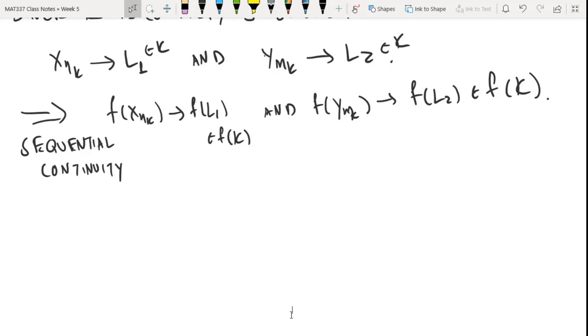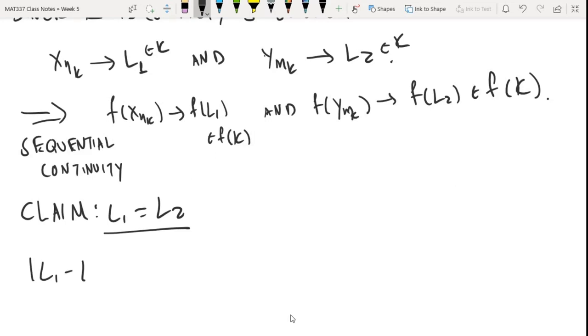Right. Okay, fine. So claim: L1 is L2. We do the usual. We'll use an epsilon over 3 argument.